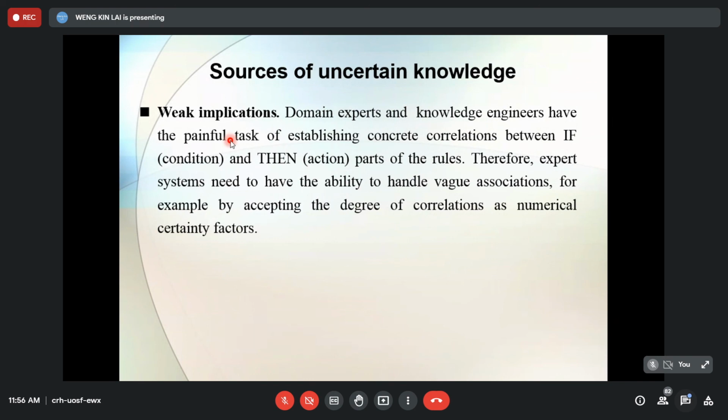The first thing is with implications. So your domain experts and your knowledge engineers, remember, your team members in your team, the knowledge engineer, will talk to the domain expert to extract the rules by talking or interviewing the domain experts. Now, domain experts and knowledge engineers have the painful task, right? It's troublesome, of establishing concrete correlations between the if condition part and the then part of the rules. So by interviewing your domain expert, you will then be able to generate your rules. So it's not easy. That's why they say it's painful.